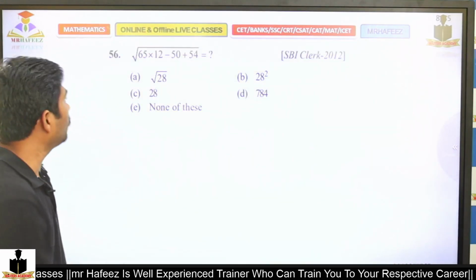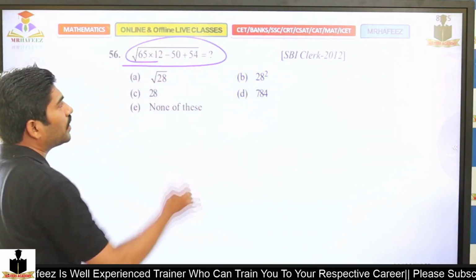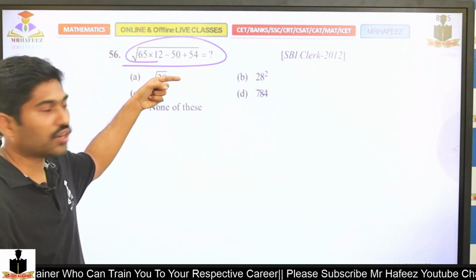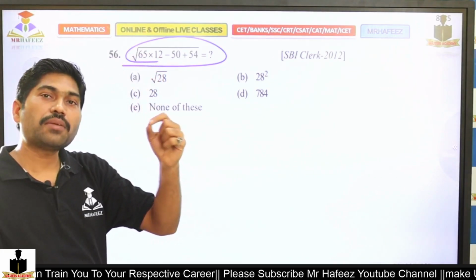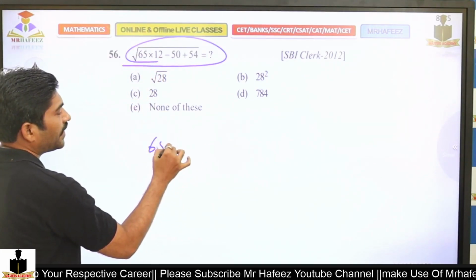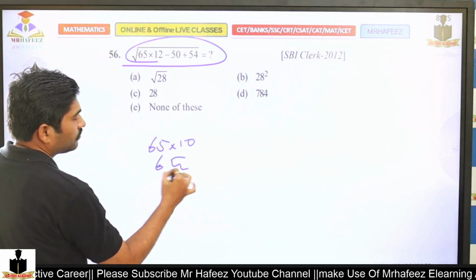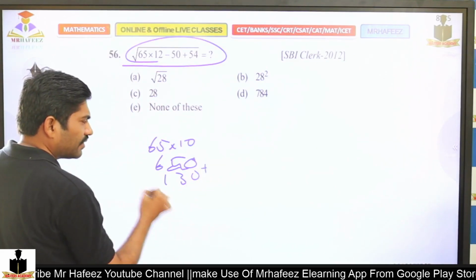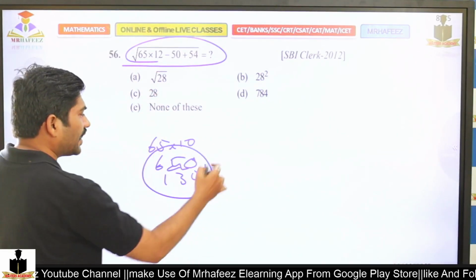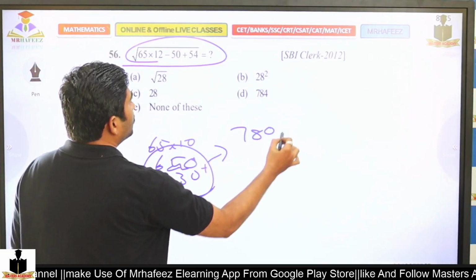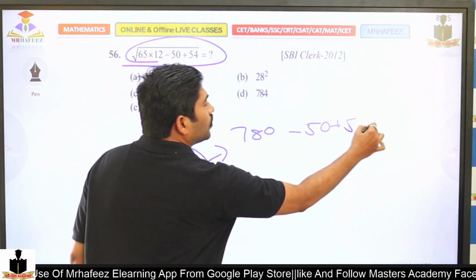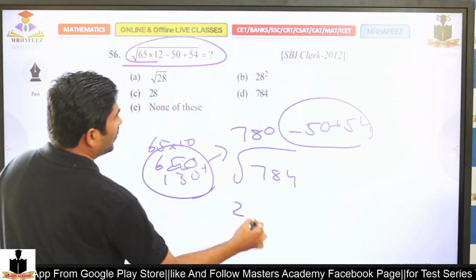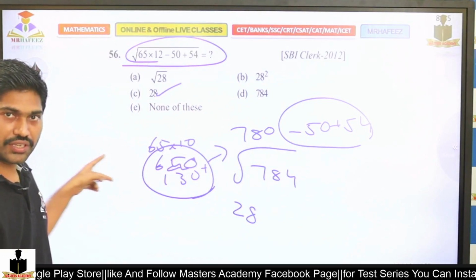Moving to the next question. So 65 into 12. What is 65 into 12? So it is 65 into 12 minus 50 plus 54, all under root. 65 into 10 is 650, and 65 into 2 is 130. So I can easily get it in my brain, I can get it as 780. 780 minus 50 plus 54, so this is just a plus 4. So 784. 784 root is 28. So answer over. Moving to the next question.